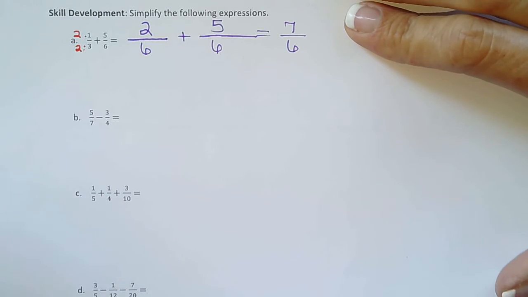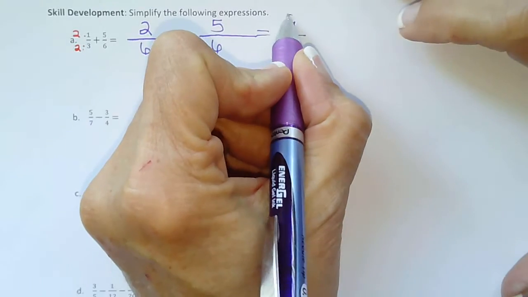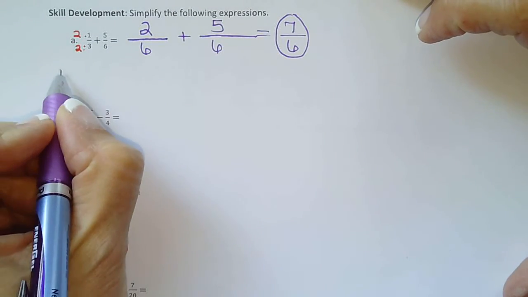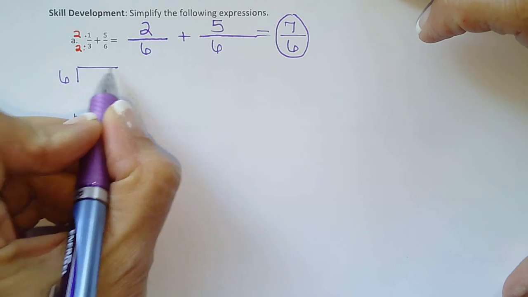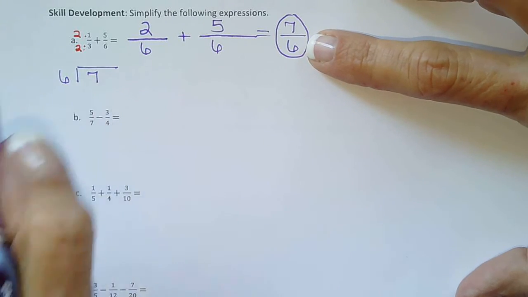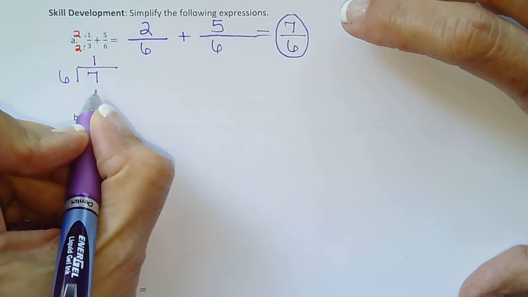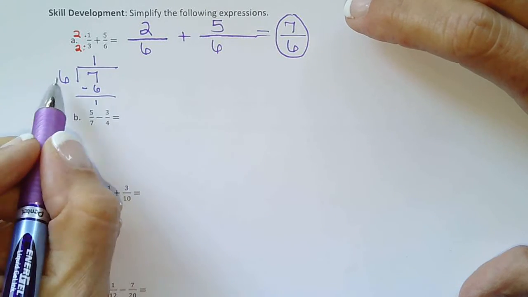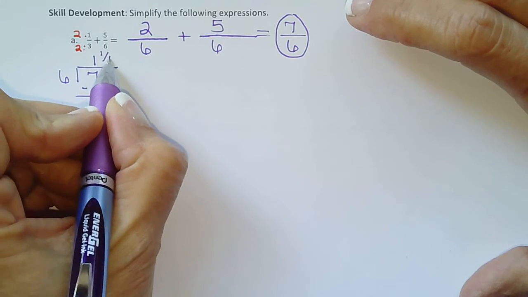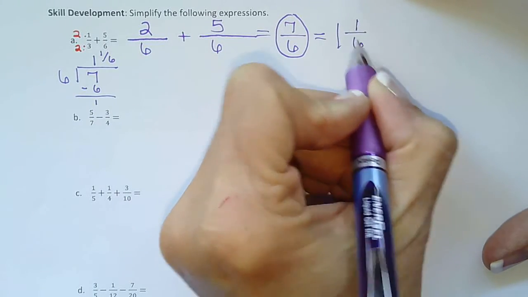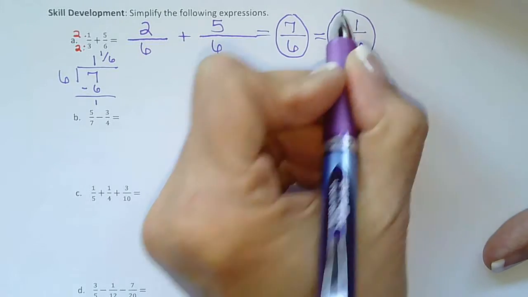If the directions say write as a mixed number, then we would have to do one more step, remember. So we would take 6 goes into 7. Remember, the number in the denominator always goes outside once. 1 times 6 is 6. Subtract, and we get 1/6. So if they asked you for a mixed number, you would write 1 and 1/6.